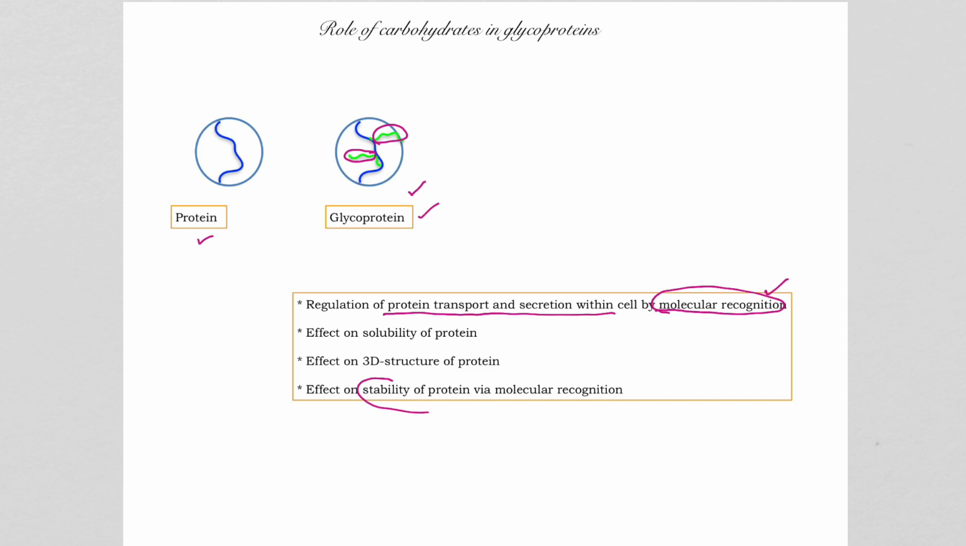How stable the protein is, whether the protein is going to be degraded by another protein or whether it's going to be untouched by the other protein, that's also all molecular recognition, and the carbohydrates of the protein will help decide the stability as well as the transport and secretion of the protein. Carbohydrates will also affect the solubility of the protein because carbohydrates themselves are quite soluble, and the carbohydrate may have some effect on the shape of the protein.